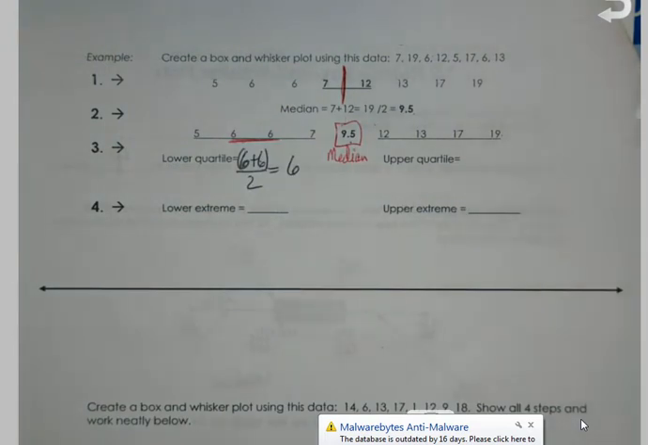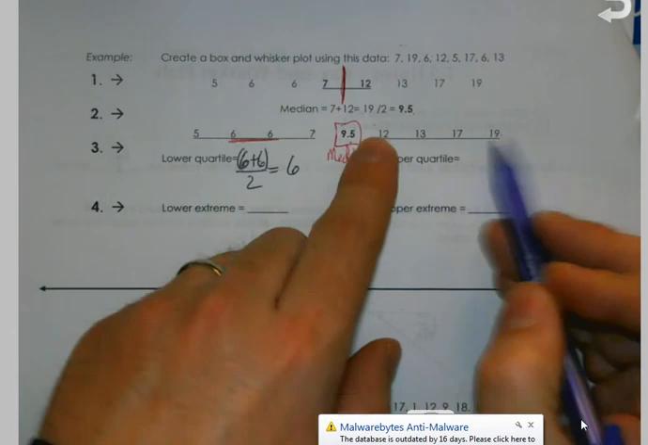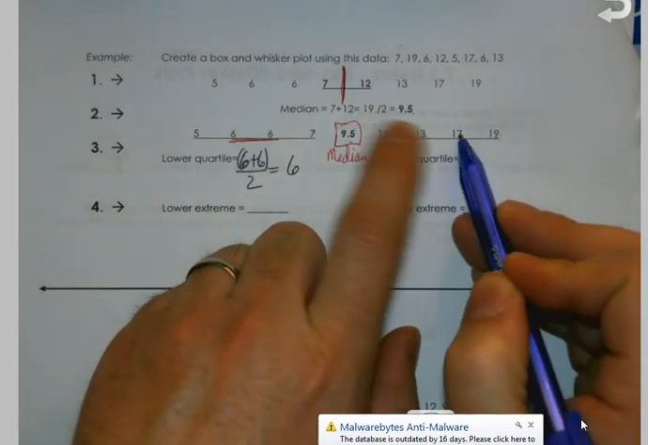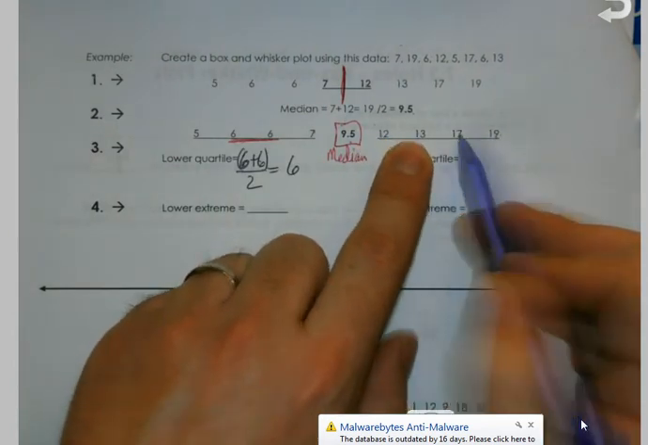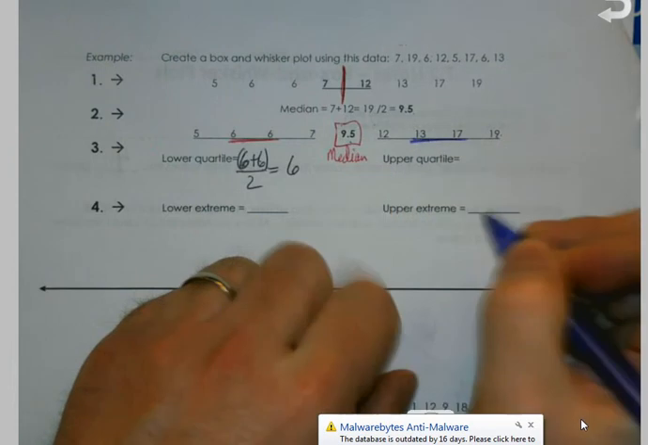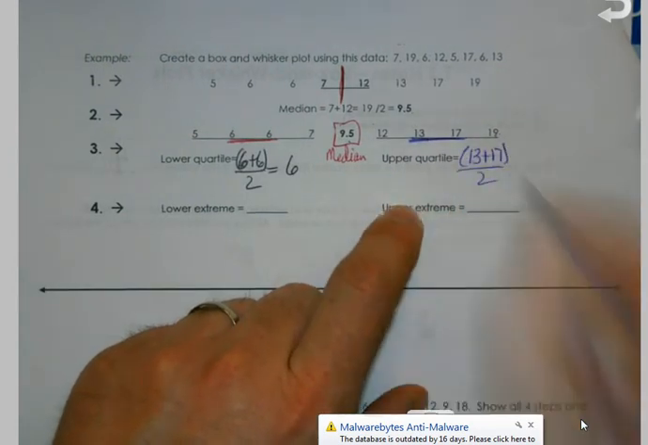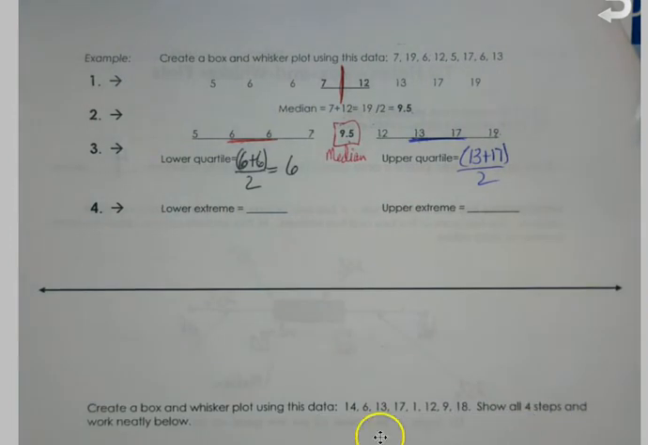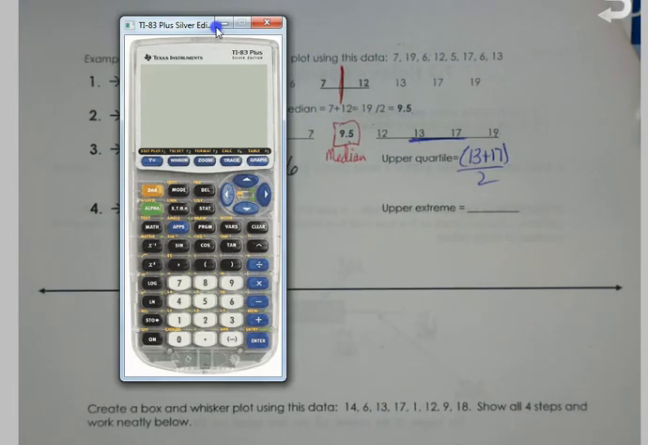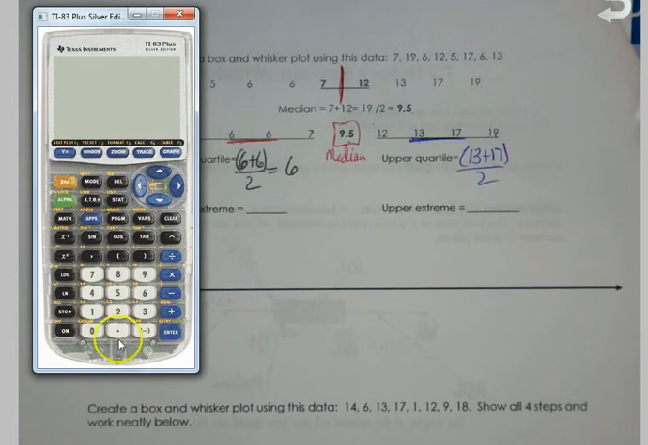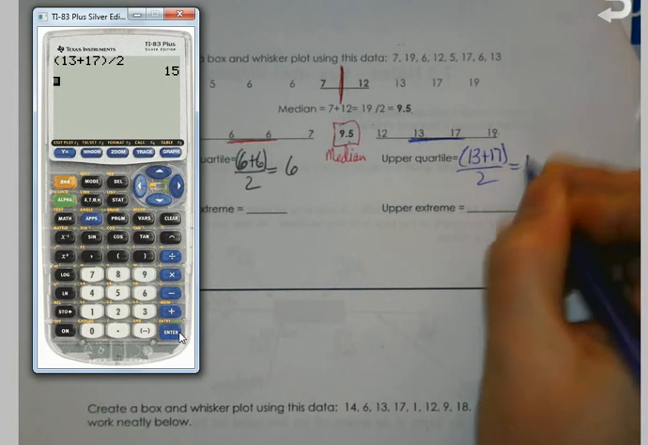And I can do the exact same thing with the other side. I start from the edges, and I count until my fingers come together. I say, oops, it's these 2 numbers right here. Add them up and divide by 2. And if you're doing it on the calculator, reminder, you have to use the parentheses, because watch this. My real answer, oops, I got to get the division sign in there. Okay, my answer is 15. That's what my upper quartile is.